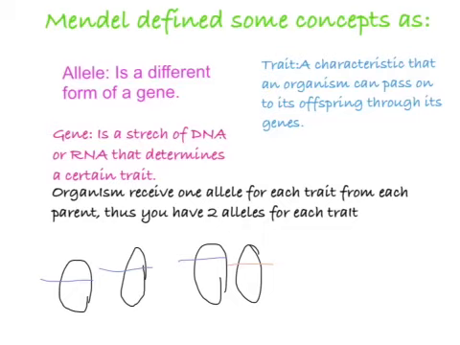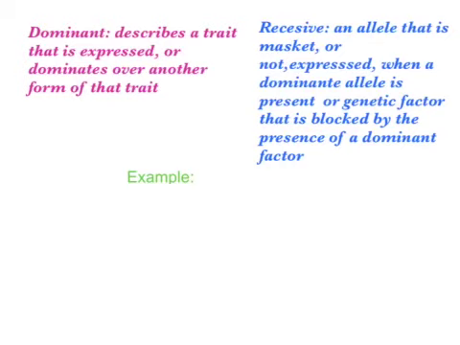Here are two examples. There are two alleles, one from mom and one from dad. They both have blue eyes, so they are homozygous. So the trait will be to have blue eyes. And here is another example. One is from dad and one is from mom, but they are different. So they are heterozygous. So the trait will be to have brown eyes.